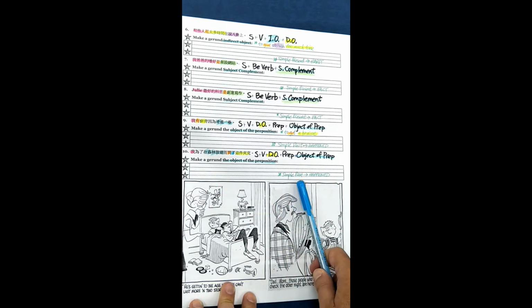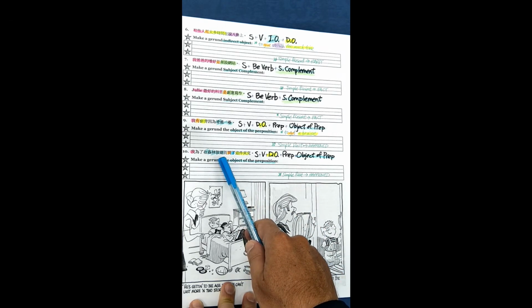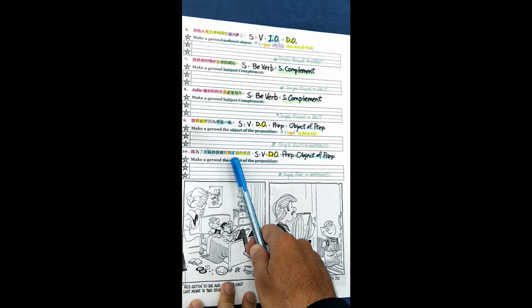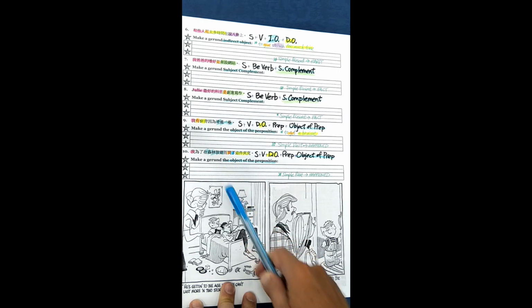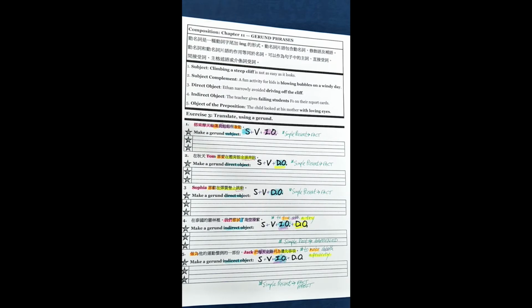Here, this one, it's also the simple past because this already happened. It already happened, see? Color right there. There it tells you this happened. Simple past. All right, let's continue identifying the verb, subject, direct object, indirect object for exercise 3. Remember, we are translating using a gerund. Same idea. All right, let's find the verb first.